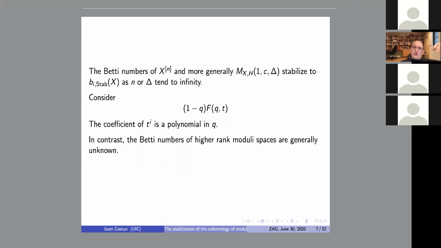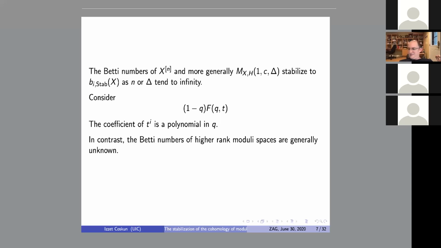So that's sort of the summary for the rank 1 case, and now I want to move to the higher rank case. So maybe I should stop, and are there any questions? Not as far as I see, there's no question in the chat.